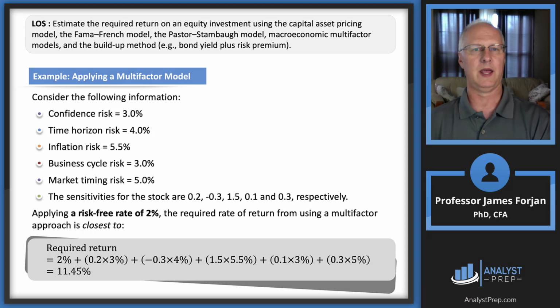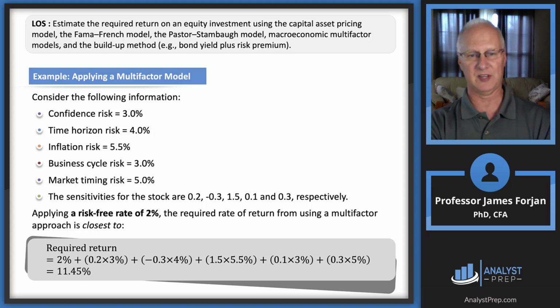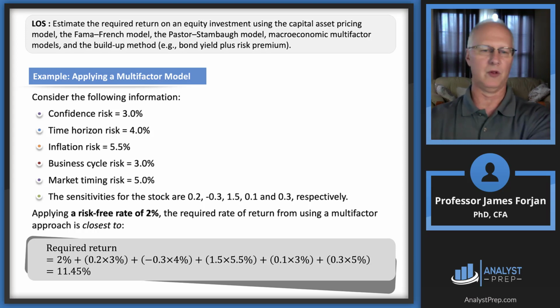All right, let's go ahead and take a look at a quick example. So we're given some confidence risk, time horizon risk. We're given all those risks. And then notice that last circle point there. The sensitivities for the stock are 0.2, minus 0.3, et cetera, et cetera. So 2% risk-free rate of interest. The required rate of return is closest to. So you just lump all those together, do the math, and you get 11.45%.